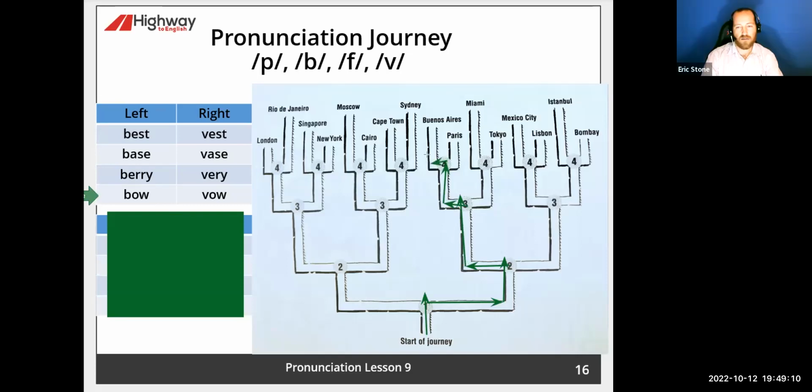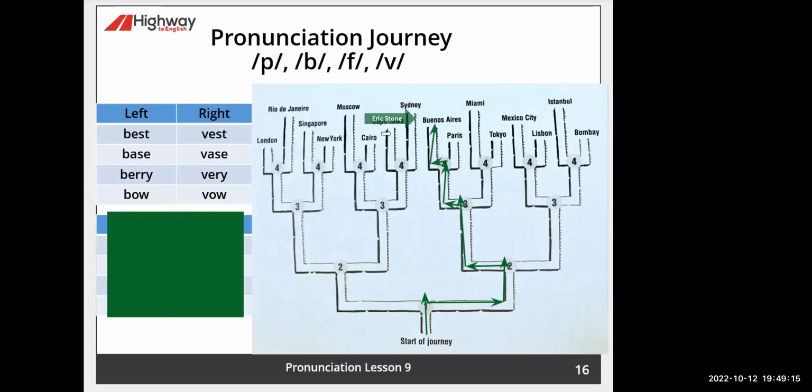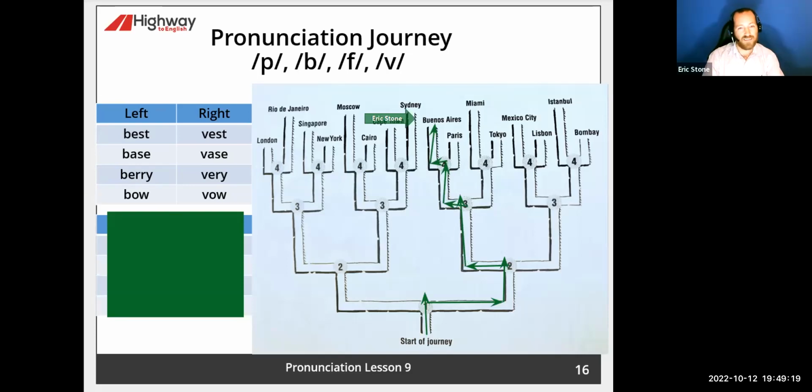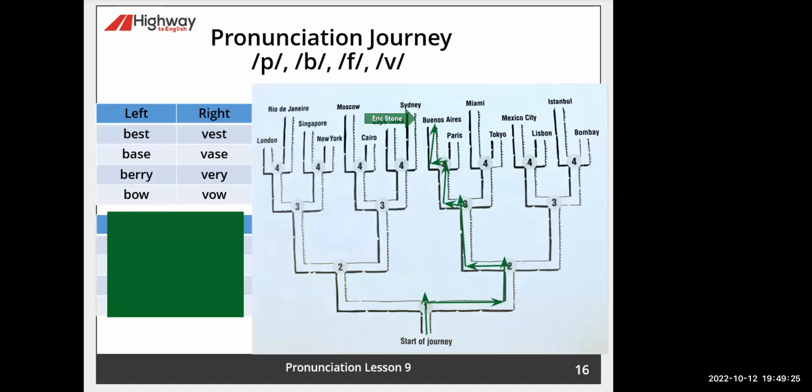What city was I thinking of? Buenos Aires. Okay. Do you know what country that's in? It's in Argentina. Okay. Argentina. Yeah. All right.